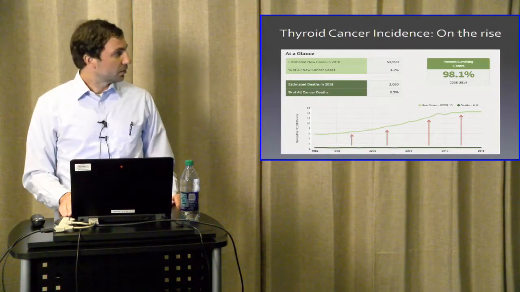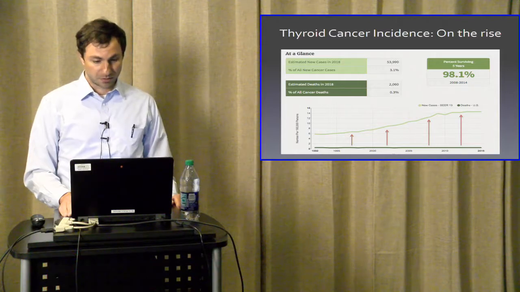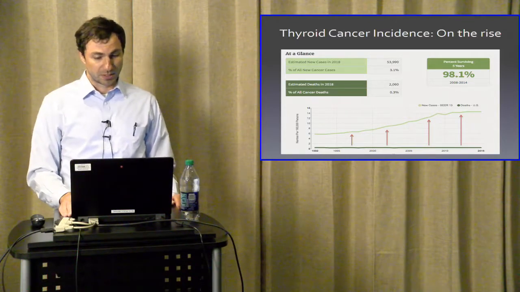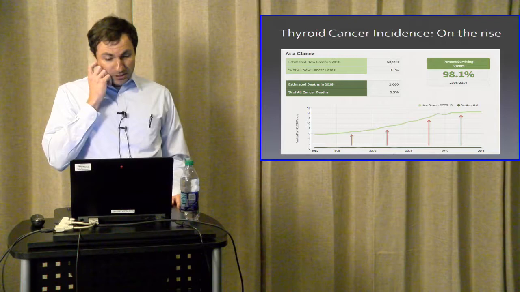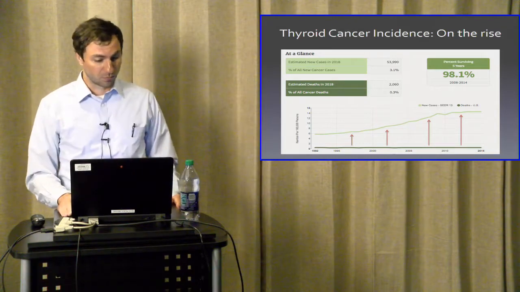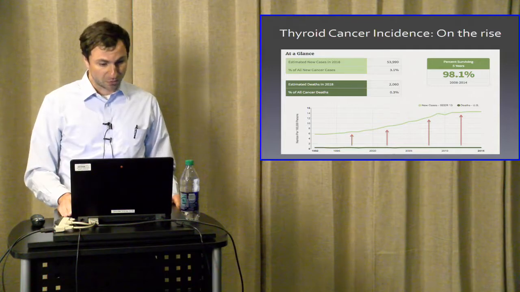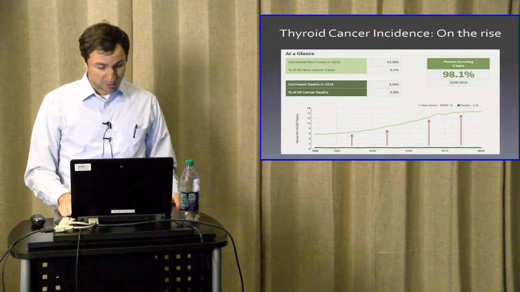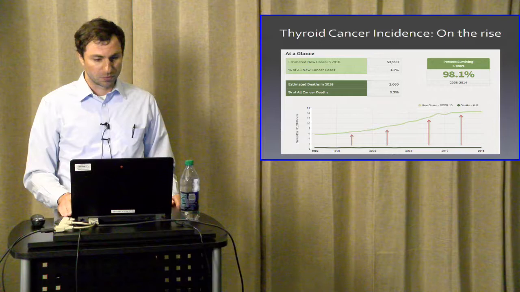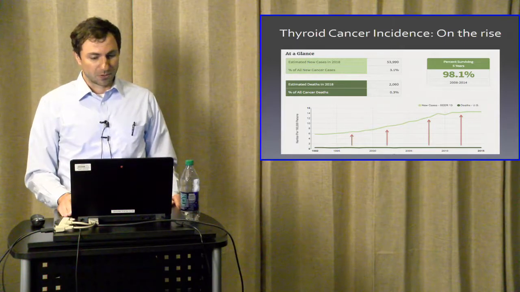So as we saw previously, the incidence of thyroid diagnosis has increased dramatically in the last 30 years. In 1992, it looked like it was about 6 per 100,000. Now it's well over 14 per 100,000 people. So why is that? What's going on?